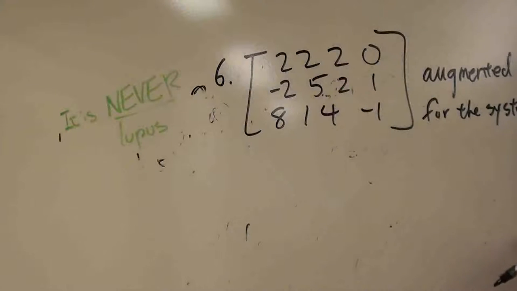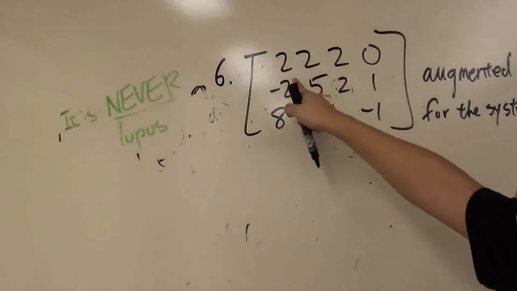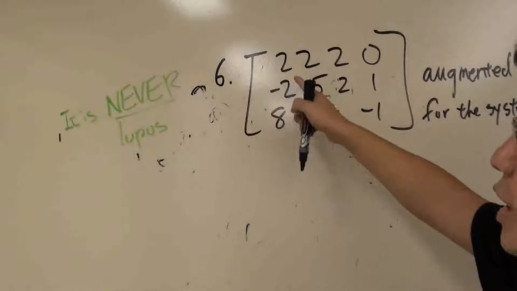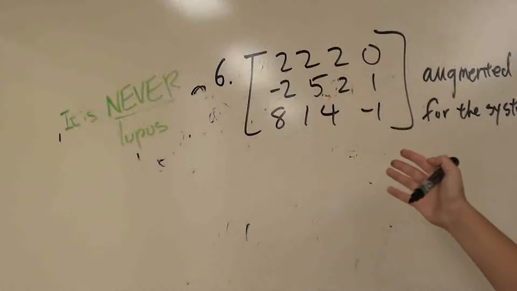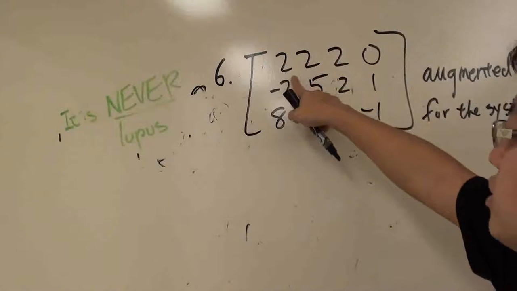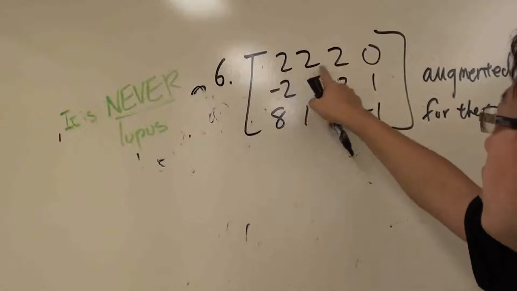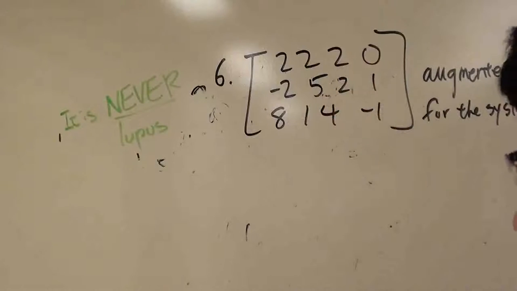Since this is Gaussian elimination, I'm not even going to bother dividing into one. I could if I just want to make the math simple. The reason I might want to is that it's 2, 2, 2, 0, so then everything else becomes 1, 1, 1, 1. Simple numbers. That's what I normally do regardless of the method, but because it says Gaussian elimination, let's be as pure as possible and go all the way.